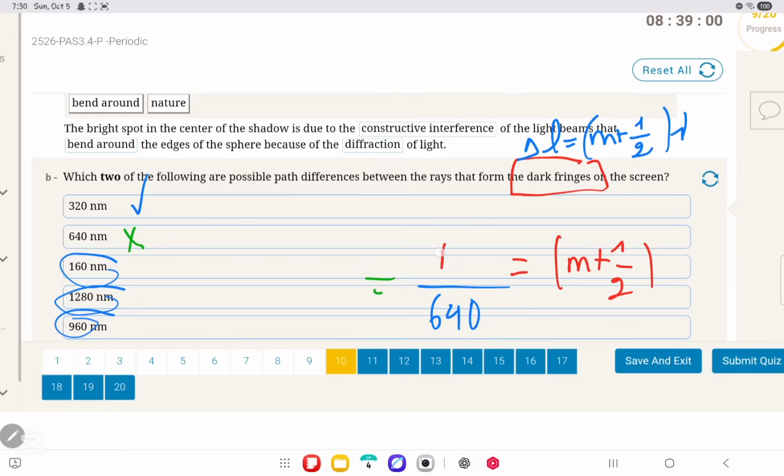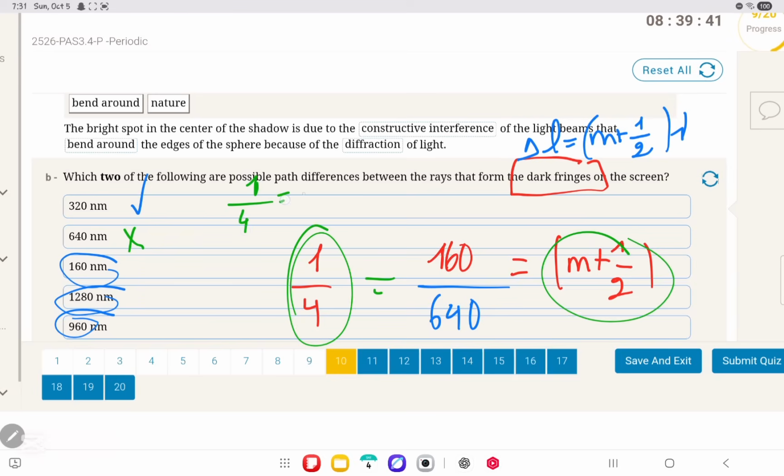We move on to 160. 160 divided by 640, this is 1 over 4. 1 over 4 does not work at all. Why? Because if you were to equate these, you make them equal. So 1 over 4 is equal to m plus half. That means m will be equal to what? m will be equal to minus 1 over 4. So yes, m can be negative, but it cannot be a fraction. m needs to be a whole number. So this is why the 160 does not work either.